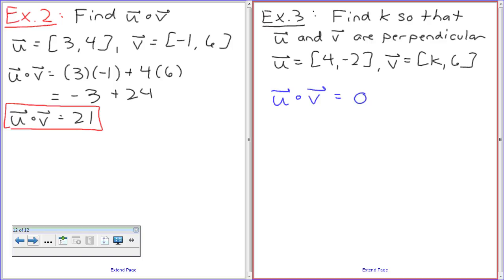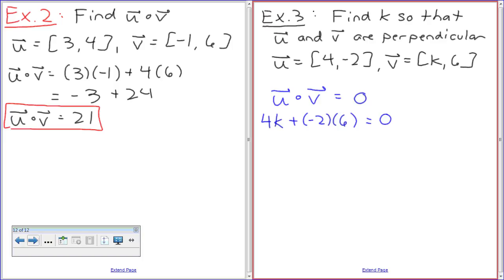Sorry, Chris, you're out. Bailey, go ahead. You said the ax, bx. Yeah. So 4k plus -2 times 6 equals 0. Everyone see that? The x coordinate of the first one times the x coordinate of the second one, plus the y coordinate of the first one times the y coordinate of the second one. Okay? So the focus isn't really the dot product, it's just more on k.